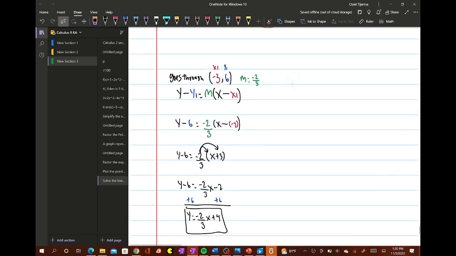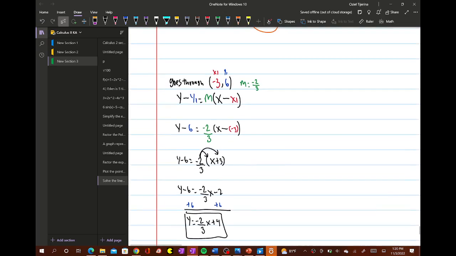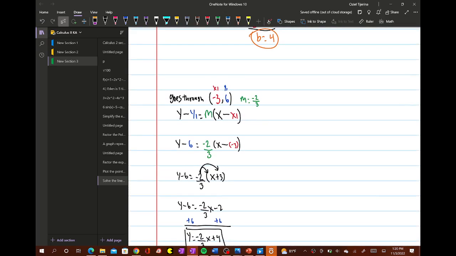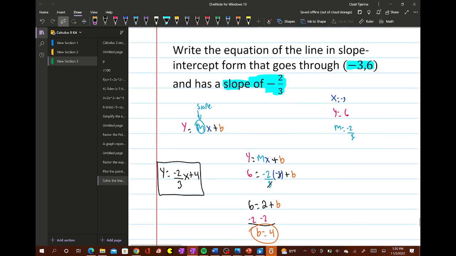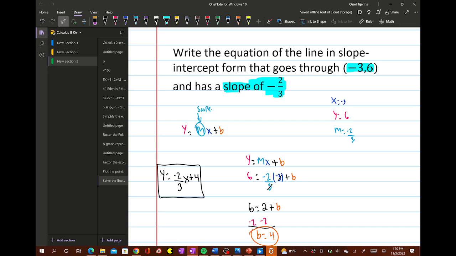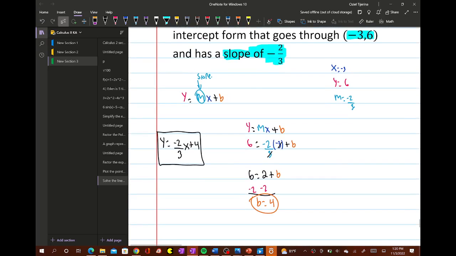So either way works, guys. If they tell you to use point slope form, use point slope form, and if they don't say to use point slope form, you can use slope-intercept form as long as you get the equation. I would really read the question carefully, and if not, you can use the method I did over here.